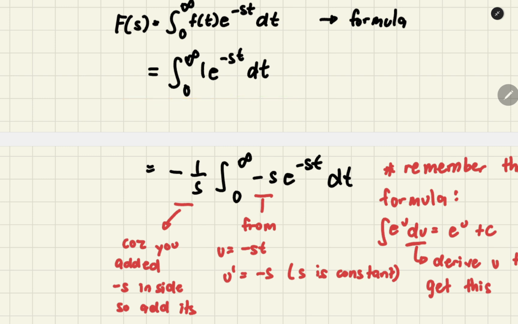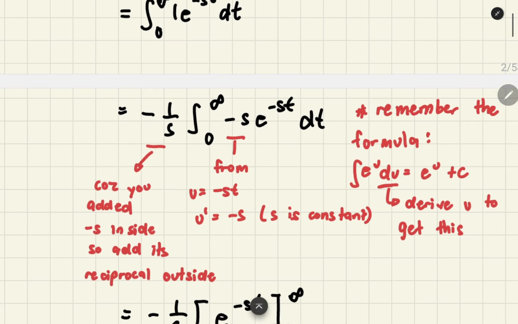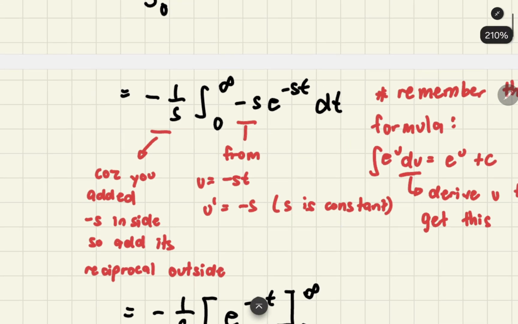Now from this one, we are going to integrate, so you have to recall your integration. Remember that in integration, we have this formula: the integral of e^u du is equal to e^u plus c. So we just have to derive the u to get this du. That's exactly what we're going to do. This is our u, that's e raised to u du. So the exponent is the u, and that's what we're going to derive.